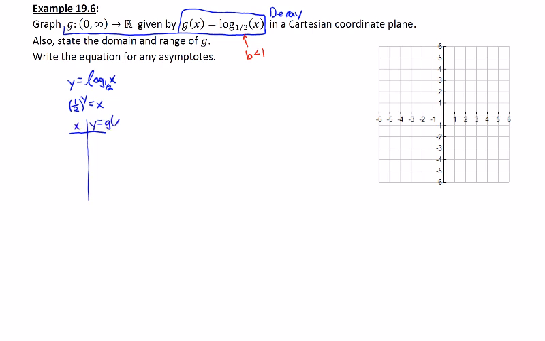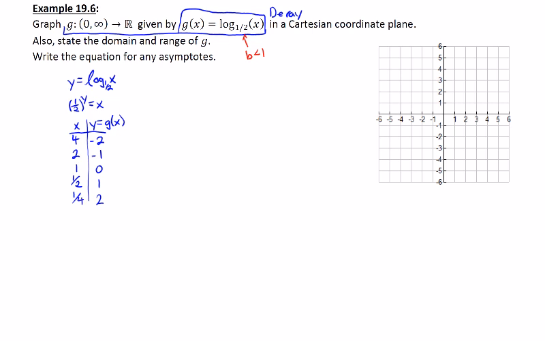So we'll have x and then y, where y represents g of x, and we'll select y values. I'm going to use -2 through 2 integers. And as I substitute these y values into the 1/2 raised to the y equals x equation, I should get the following results. I will end up with 4 for x, 2, then 1, then 1/2, followed by 1/4.